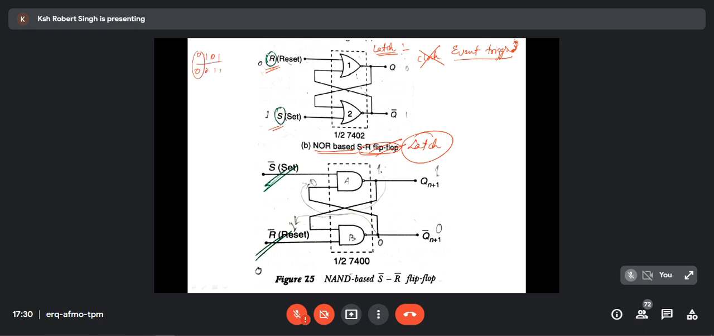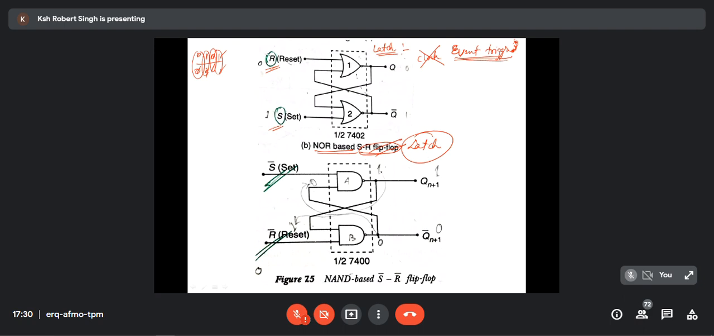So this is one event: when R is 0 and S is also 0. When R is 1, S is 0, this is another event. When R is 0, S is 1, another event. When R is 1 and S is also 1, this is another event. So for a latch, it is event triggered. Be thorough with this. As soon as you receive the event, the circuit will get triggered and you will receive the output.